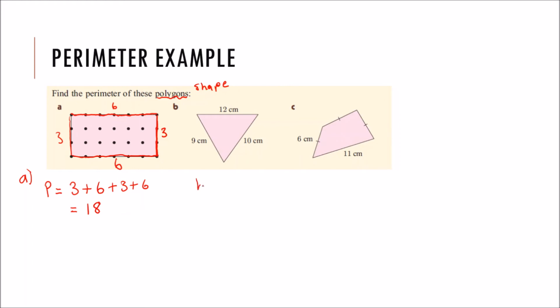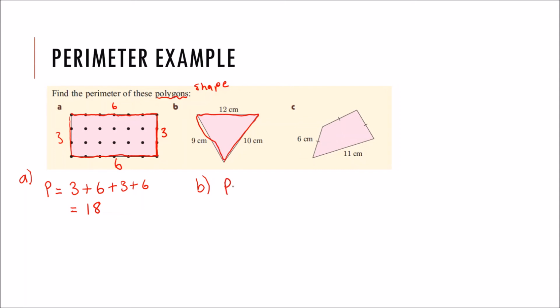In part B, all of the sides are given to us already. So for part A, we had that our side lengths weren't given to us, whereas in part B, they are given to us. So we can just read them off. They're 10, 12, and 9.